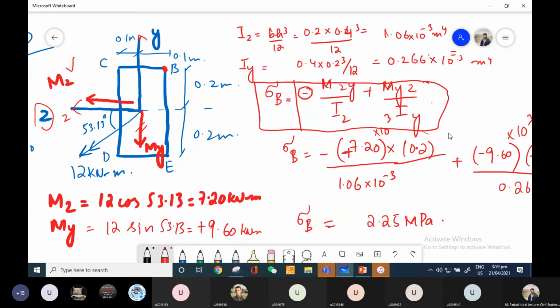Okay, now coming on to that one. Now for that you have to use your right hand rule. Now what was the right hand rule? You will simply point the thumb of your right hand in the direction of movement.